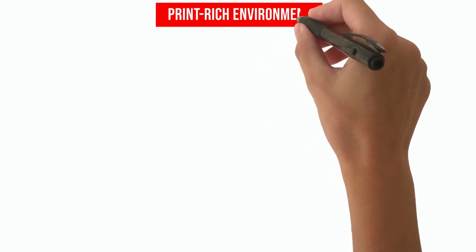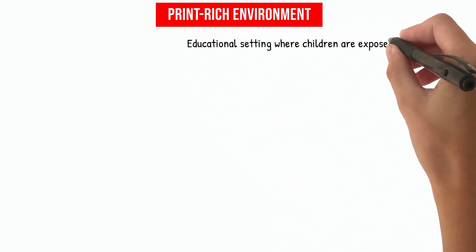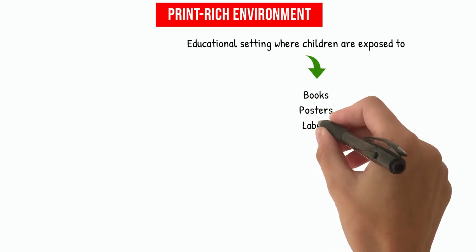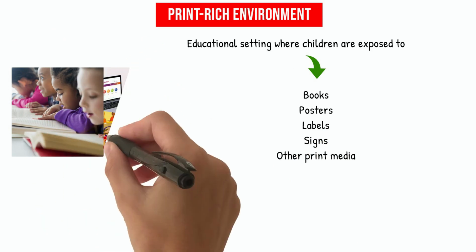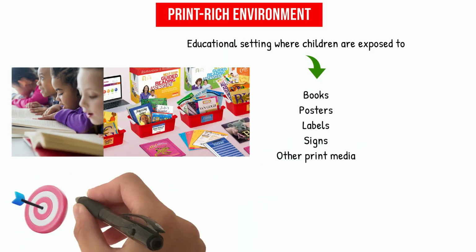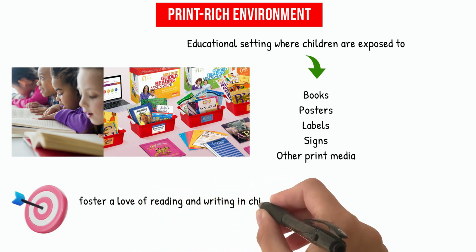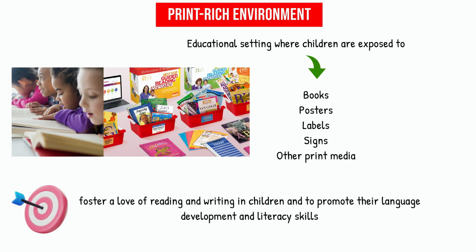Print-rich environment. A print-rich environment is an educational setting where children are exposed to a wide variety of written language and literacy materials, including books, posters, labels, signs, and other print media. The goal of a print-rich environment is to foster a love of reading and writing in children and to promote their language development and literacy skills.